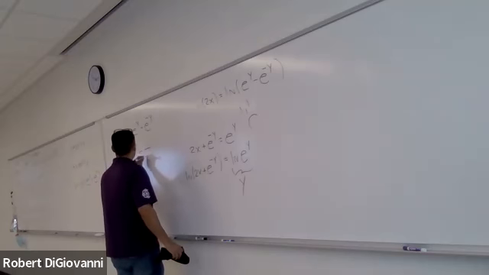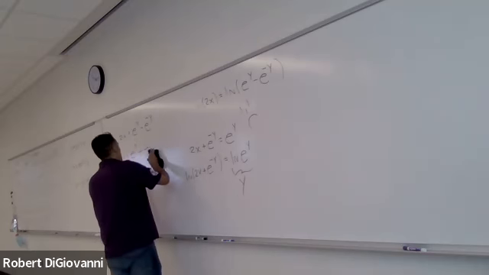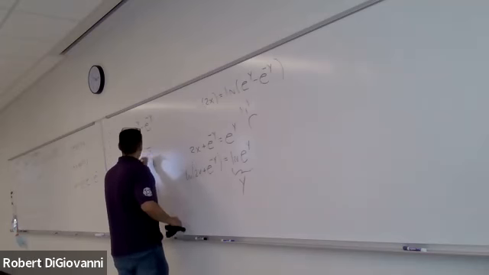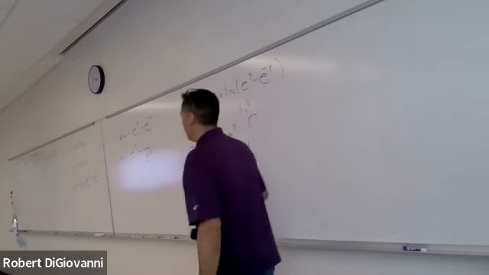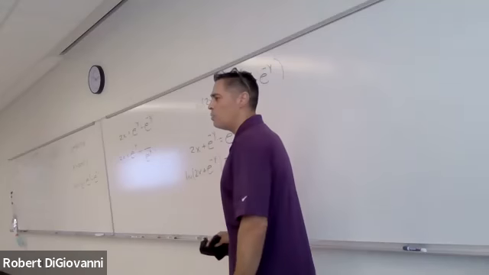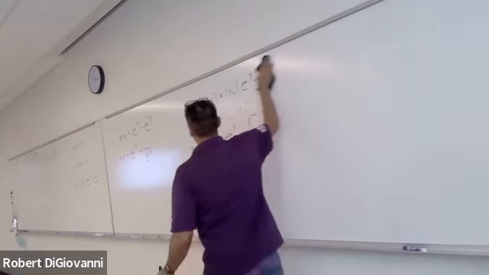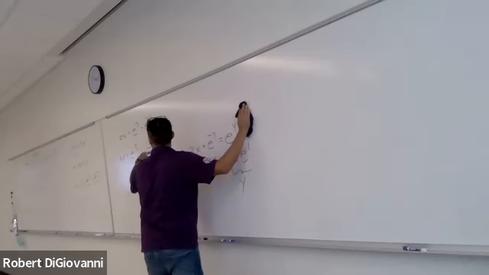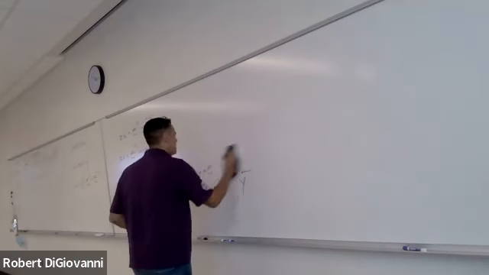I'm going to rewrite this as 1 over e to the y, with e to the y on the bottom. I'm going to write it like this, just to help you see what I'm about to do. I'm going to multiply both sides of the equation by e to the y. Okay? That's what this is, right? Multiply both sides by e to the y.